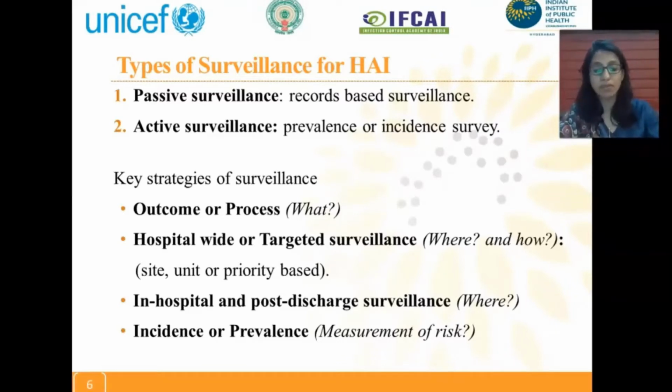And if it is going to be prevalence, then you can in fact have periodic surveys where you go back and look at the records of the last 3 months, or survey people or interview people to measure the risk of infection in the said unit or the hospital. So these are the four aspects you have to think about when you are planning the surveillance.